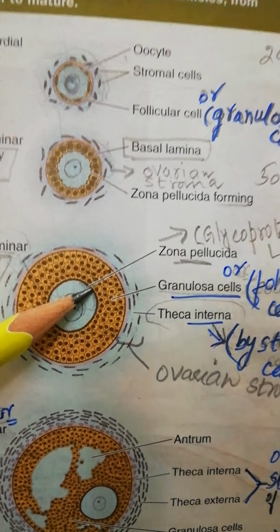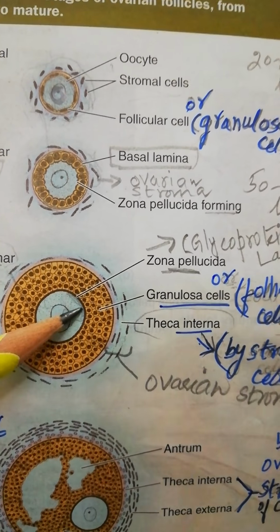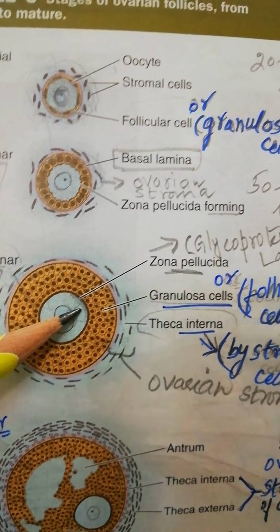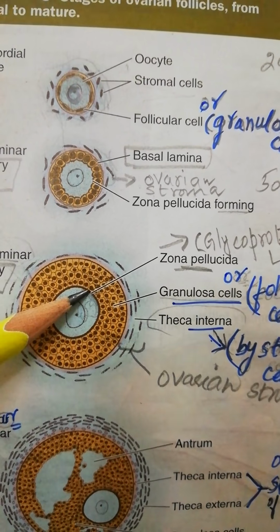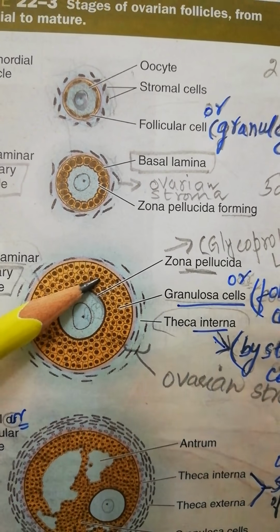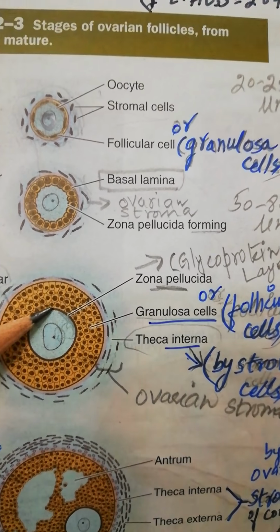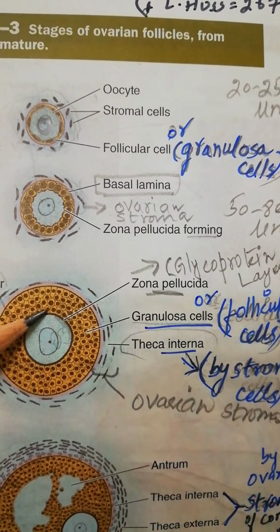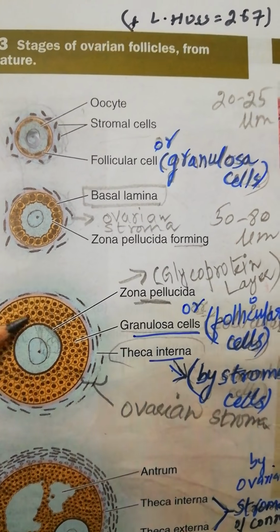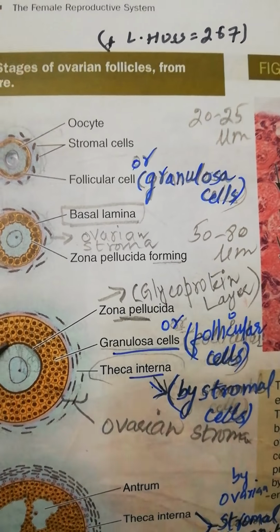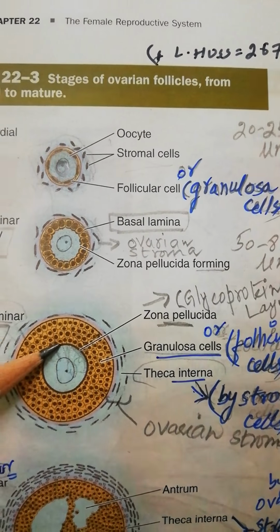Now I would show you some other diagram in which the oocyte is also giving rise to some microvilli towards the follicular cells, and the follicular cells have got filopodia that will be towards the oocyte to communicate with each other through this zona pellucida. They can communicate in a sense.